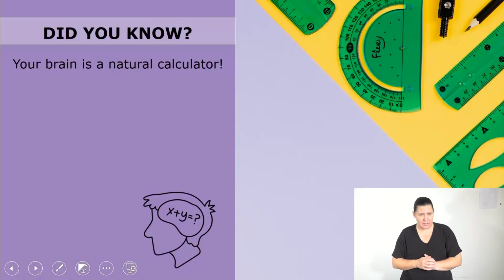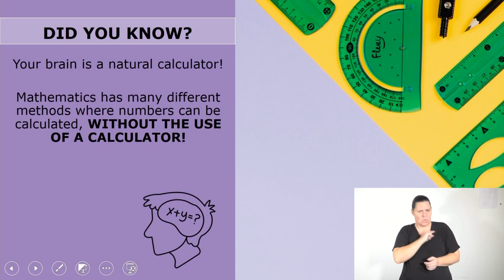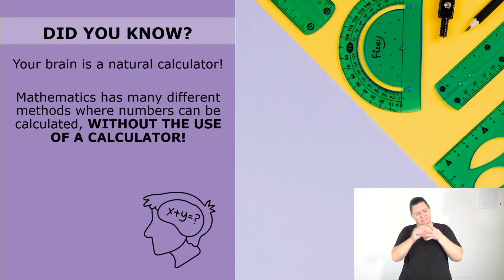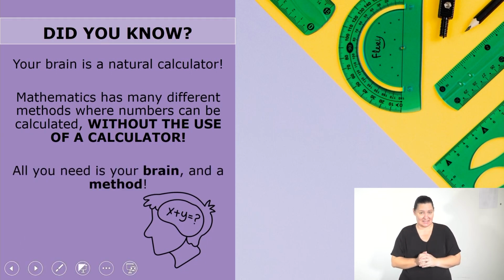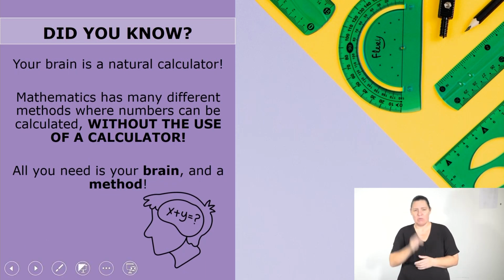Let's start off our lesson with an interesting fact. Did you know? Your brain is a natural calculator. Why am I saying that? It's because mathematics has many different methods where numbers can be calculated without the use of a calculator. Isn't that amazing? All you would need is your brain and a method. So let us look at these methods in today's lesson.